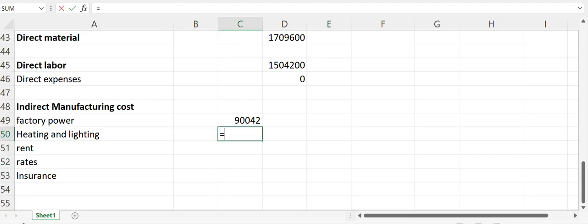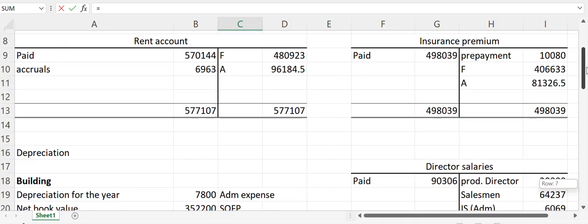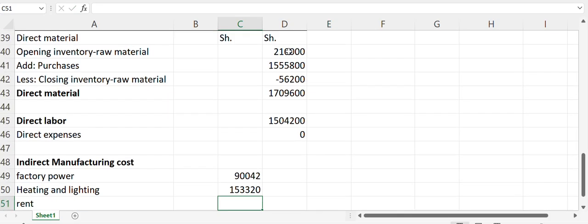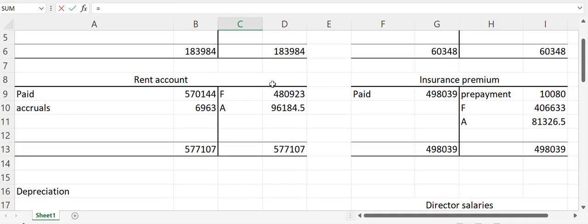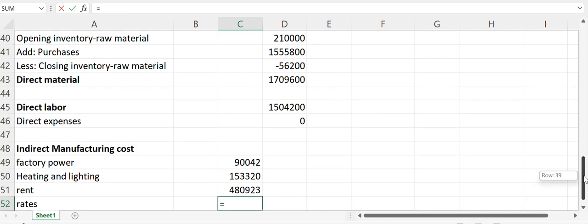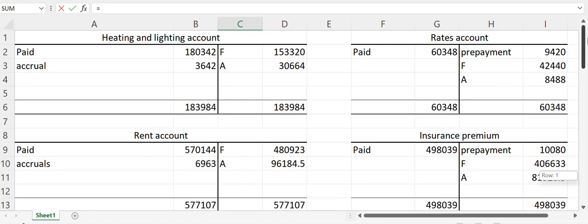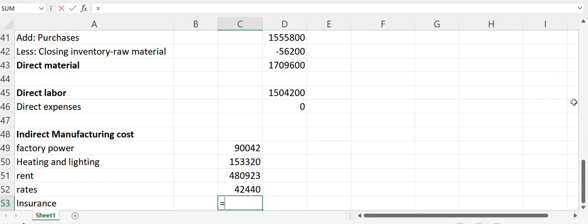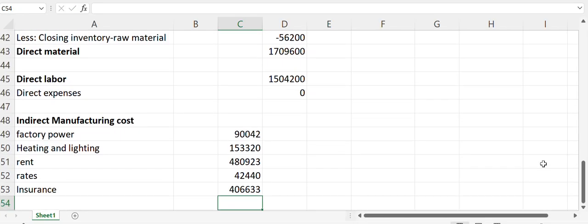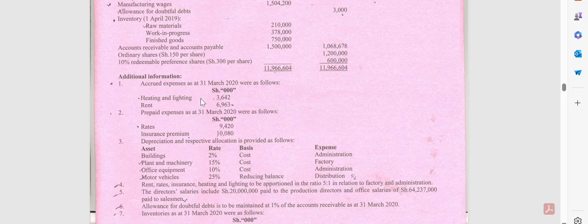So let us begin with heating and lighting. Remember we had calculated that. So heating and lighting for factory, F was for factory, take it there. Then rent, it is here for factory F. We take it there. Then rates was somewhere here. F for factory, take it there. Then insurance was somewhere here. F, yes. So we are done with those 4.